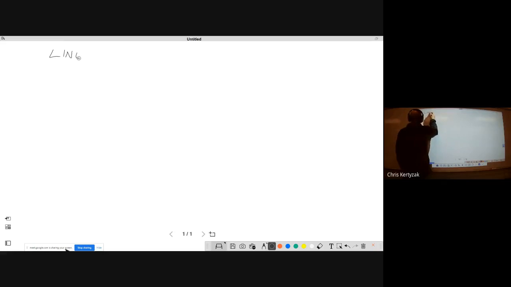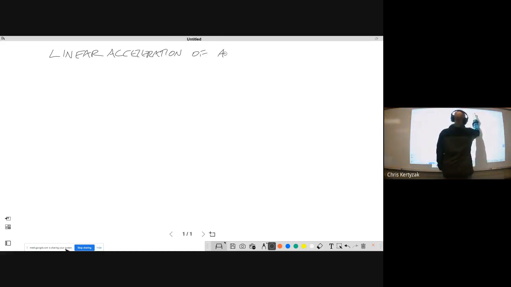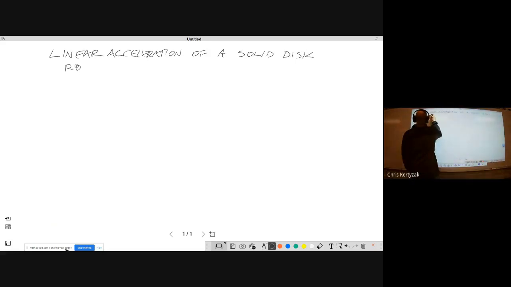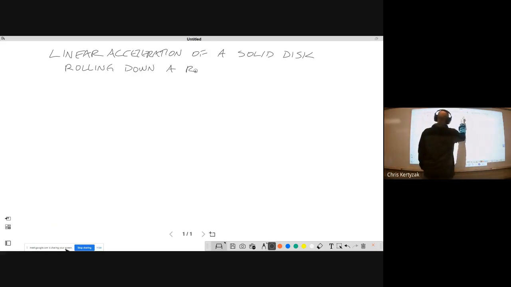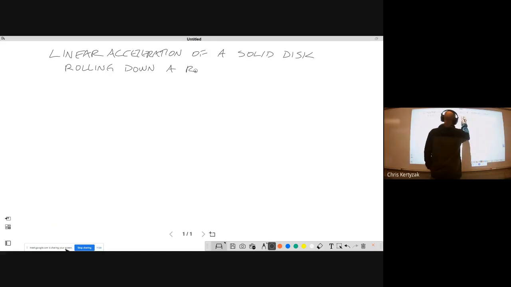Linear acceleration of a solid disk rolling down a ramp, just as an example. Certainly not going to do it for all the different objects, but at least just seeing the process, I think, is worth it. Linear acceleration of a solid disk rolling down a ramp.